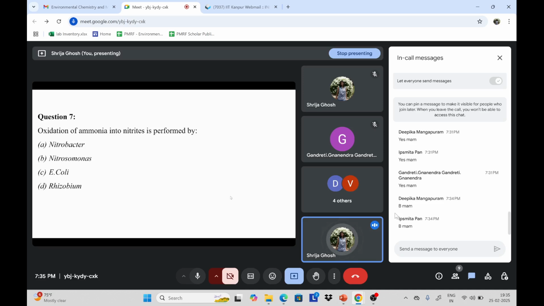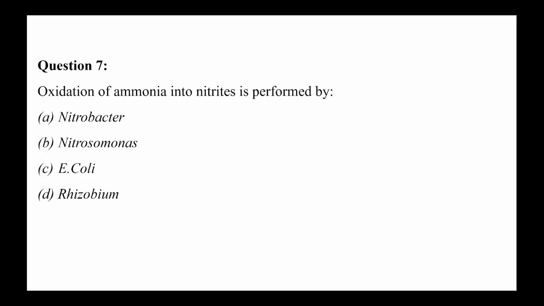Okay, both of you who have answered option B, you are right. So the correct answer is Nitrosomonas. Nitrosomonas is the group of bacteria that can do nitrification. So this is the process of oxidation of ammonia to get converted into nitrite and then later into nitrate. That is called nitrification. There are certain other terms. We'll go through that also.